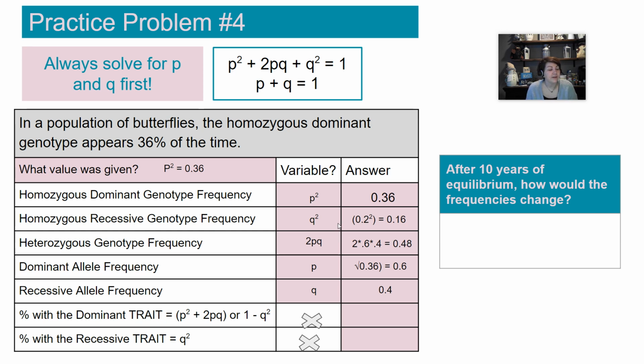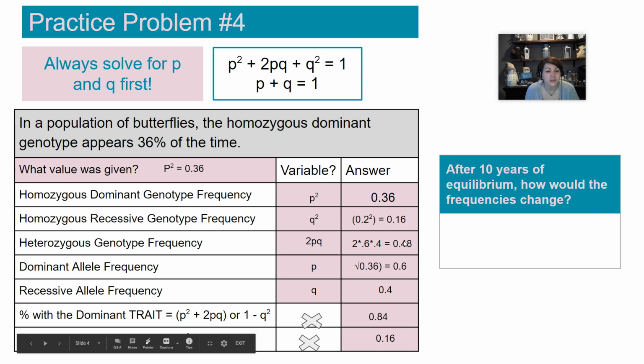All right, so how do I find my dominant and recessive trait? Again, remember, start with the recessive trait. It's equal to Q squared. Recessive trait, Q squared. Recessive trait, recessive genotype. They're equal. So once I know this, I can do 1 minus 0.16 to get 0.84. I can also add my P squared and my 2PQ value together. 0.36 plus 0.48 would give you 0.84.